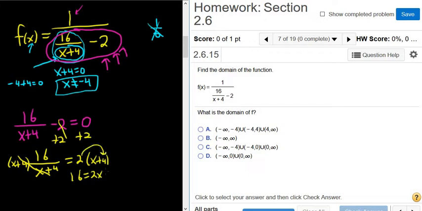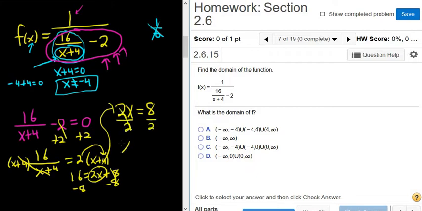And then plus 8, going kind of fast. Subtract the 8, minus 8, minus 8. So we get 2x equals 8. Okay, and then you divide by 2, and so we get x equals 4. So in this case, x can't be equal to 4, because if x is 4, then this whole thing here is 0. So x can't be negative 4, and x can't be 4. So the domain is all numbers except those two.